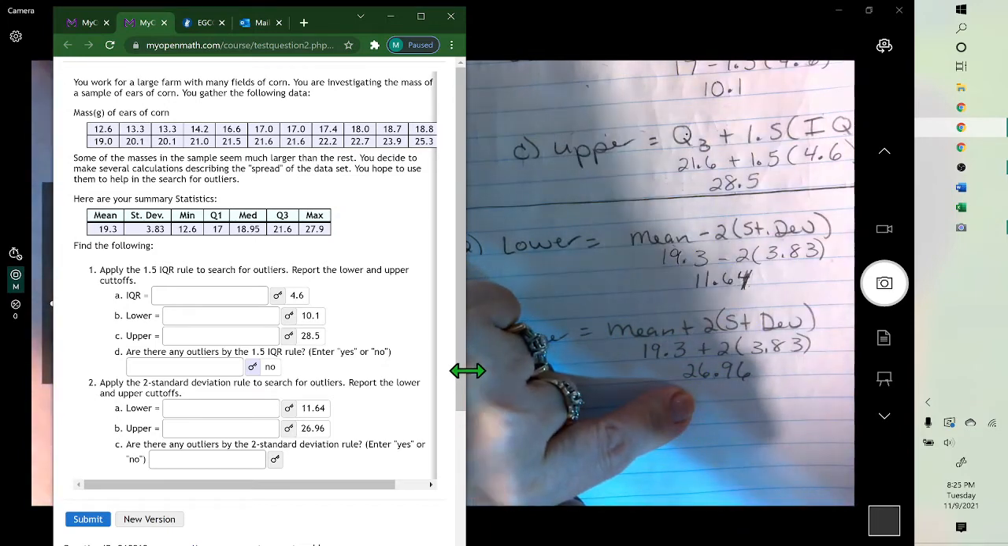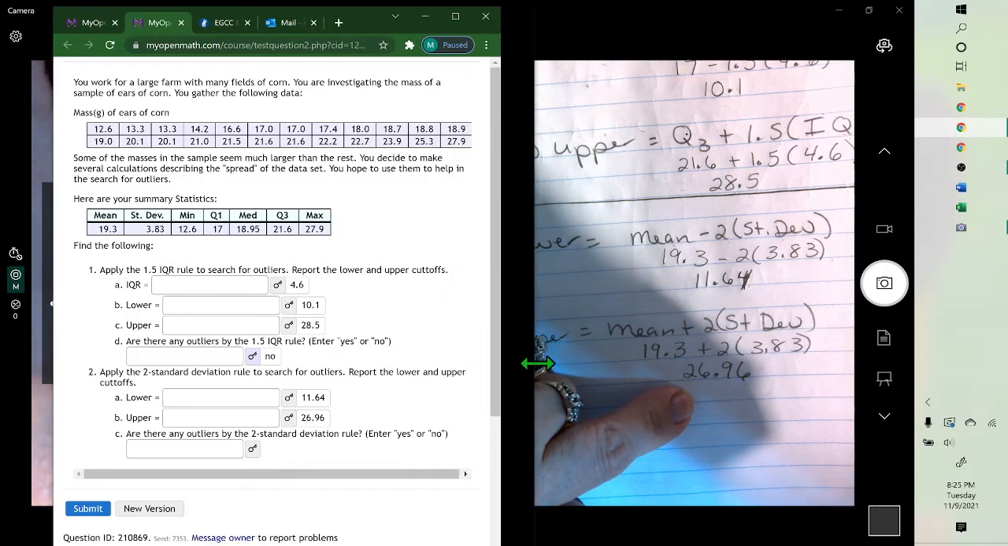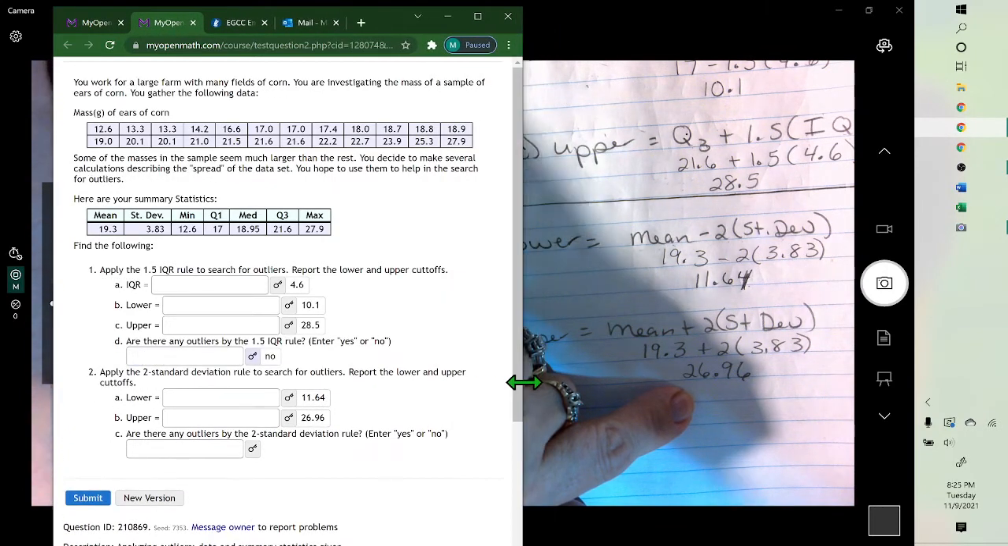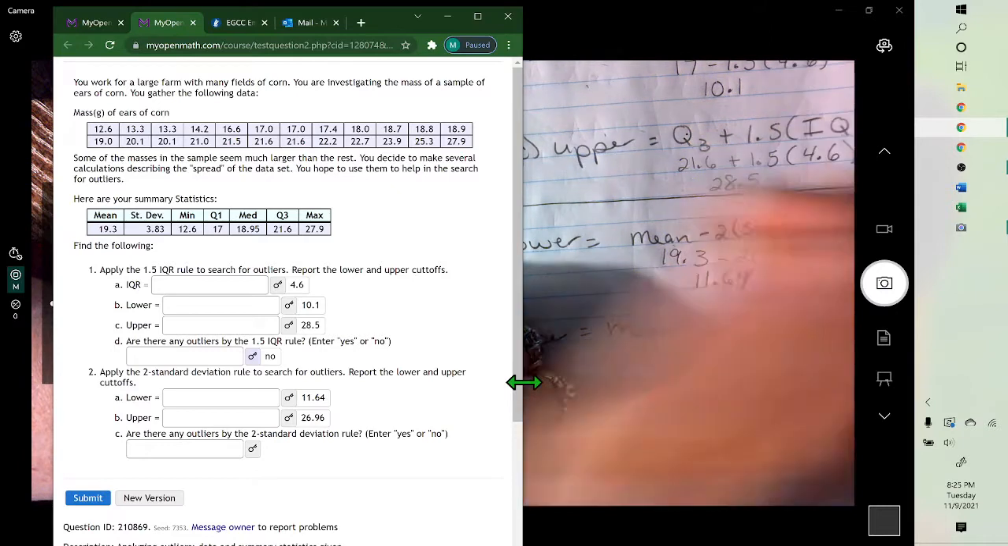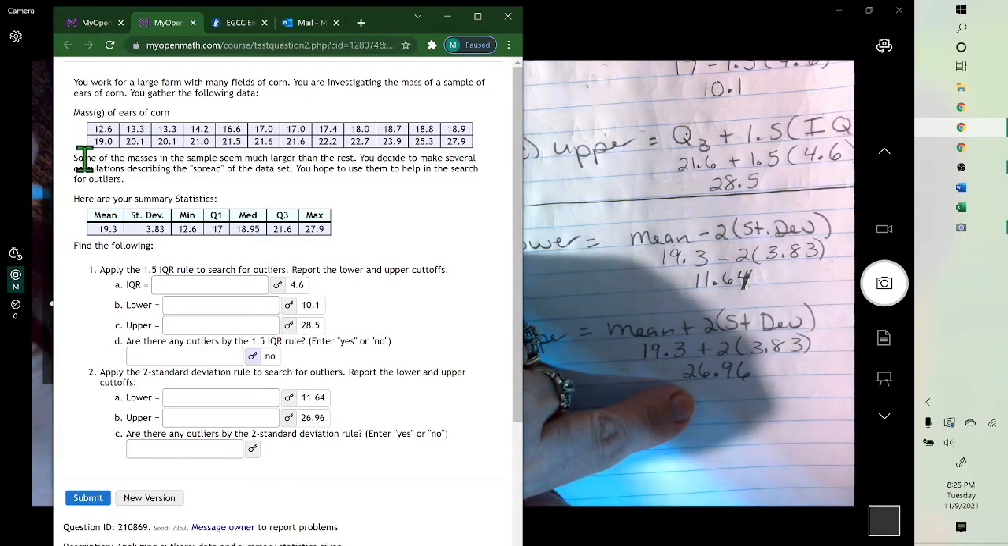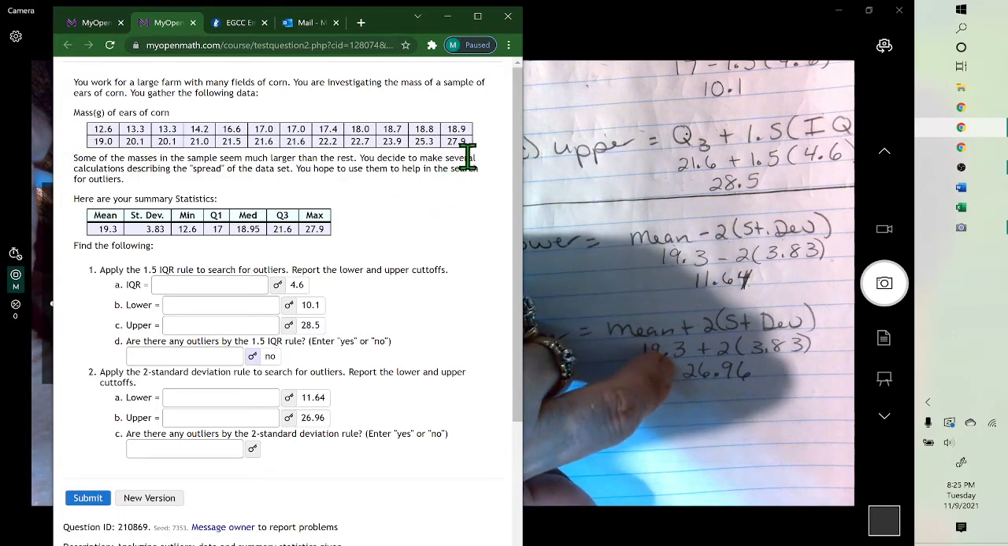So if we look at our data, below 11.64, well, our smallest was 12.6, so there are no outliers on the lower end. If we look at 26.96, our highest is 27.9, so there's one outlier. The next one is 25, which is lower. So there is one outlier, so that would be a yes.